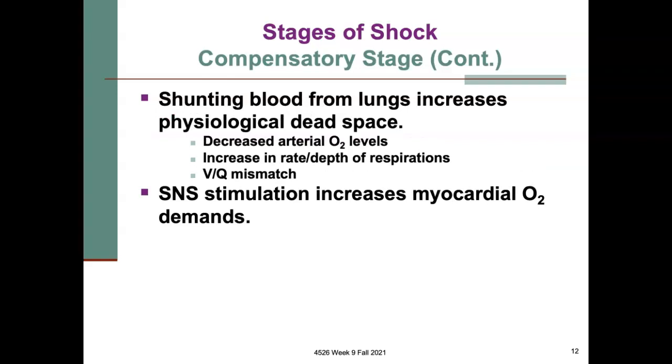Something else that happens is the shunting of blood from the lungs. The shunting of blood away from the lungs increases the patient's physiological dead space. Dead space is the amount of air that does not reach gas exchanging units, and any inspired air that cannot participate in gas exchange. The clinical result of an increase in dead space is a ventilation perfusion mismatch.